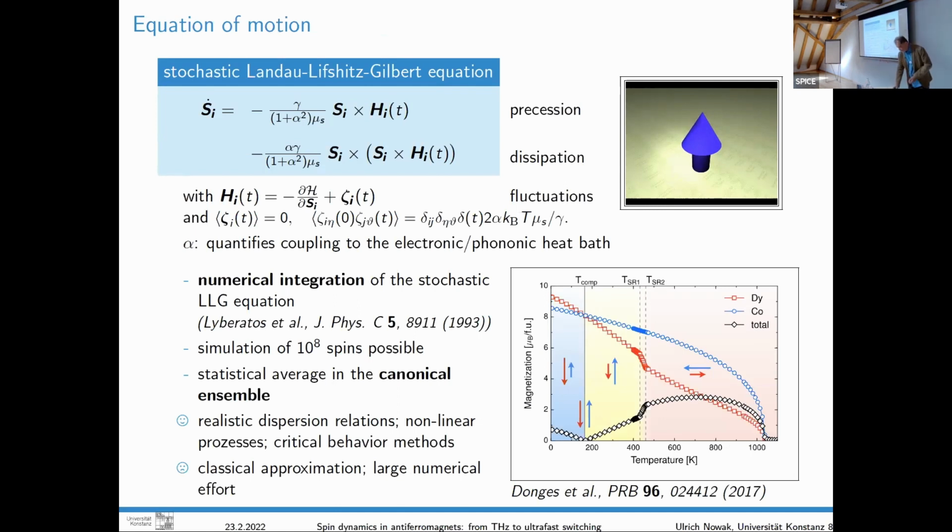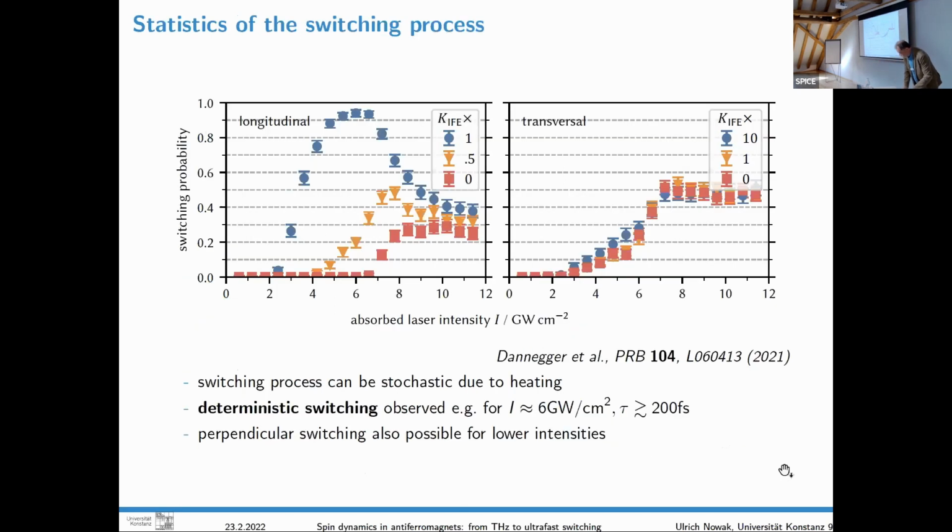And that is what my PhD student Tobias Dannegger did, and it's published here, and he's also here in the audience, should be at least somewhere, and there's a poster somewhere there at the end on this. So that is now the statistical analysis of the switching probability here over the laser power.